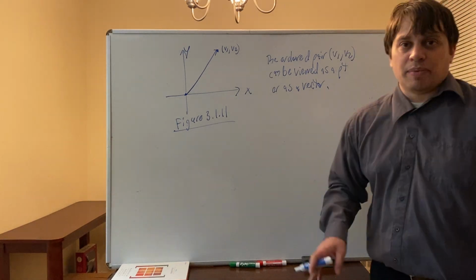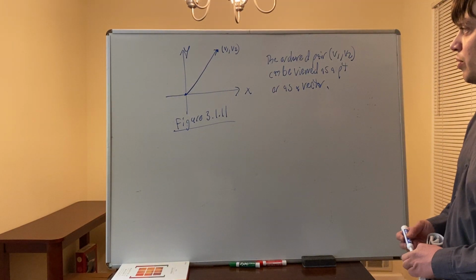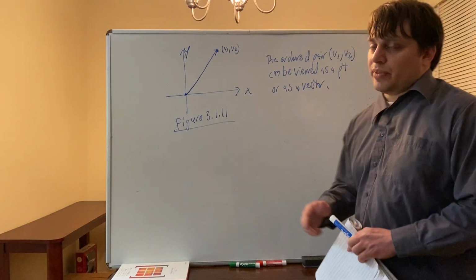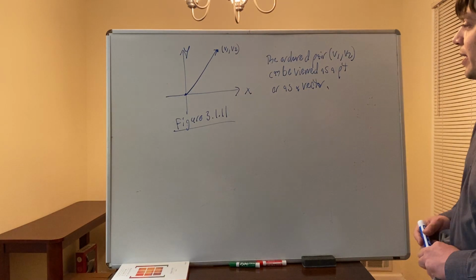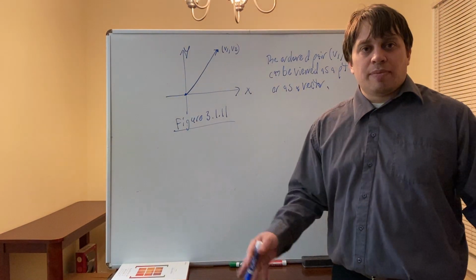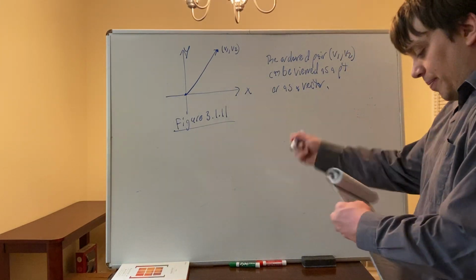Well, one or the other. You have to make a choice, but it depends on the problem you're doing, right? So if you want to work with a point, you can think of it as a point. If you're working with vectors, you can think of it as a vector. There's just two different ways of describing the same thing.